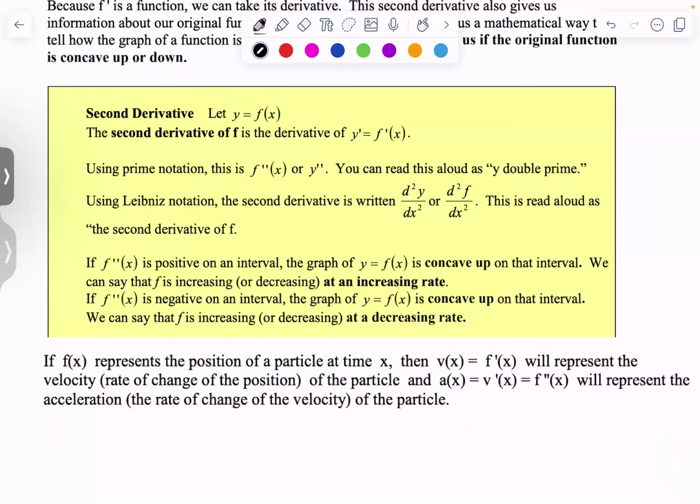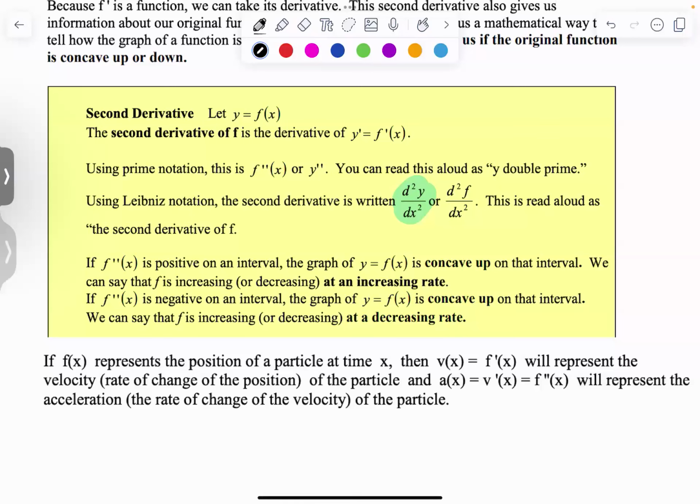So here we have y is a function of x. The second derivative of f is the derivative of the derivative. And we use prime notation. It's f double prime or y double prime. And with Leibniz notation, it looks a little weird, I'll give you that. There's a reason that it's written this way. I won't get into it, but this is the notation. So all this means, if you see this, is take the second derivative.